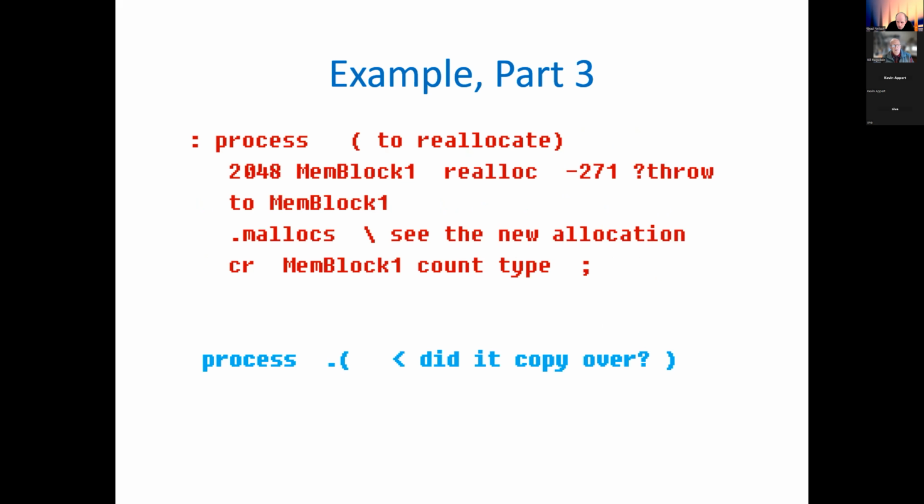I just wrote a word to combine it all for a reallocation. In this case, we're changing the allocation to 2048 bytes, and we do the same reallocation with the same error code. And now that is passed back to the value memblock1. So now memblock1 holds the name of the new allocation, which is 2048 large. Mallocs again shows us the allocation table, and then memblock count type displays the contents.